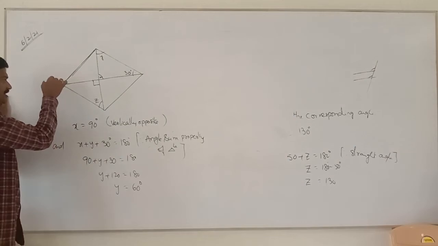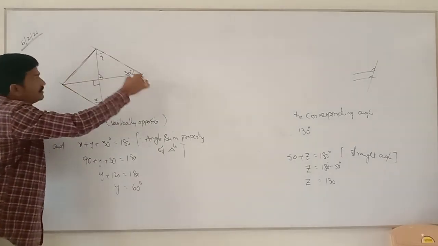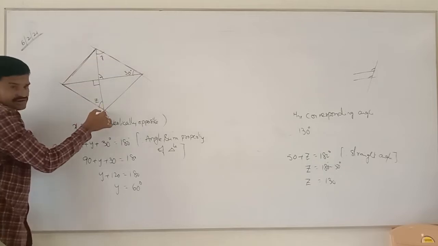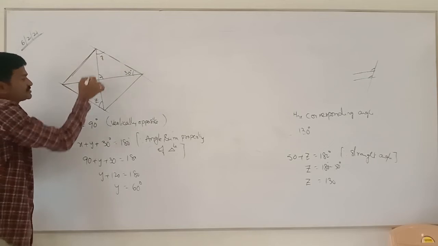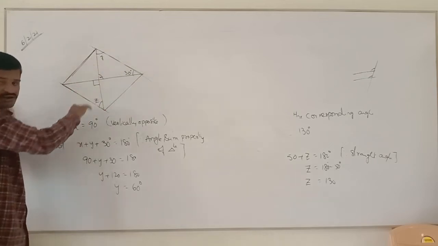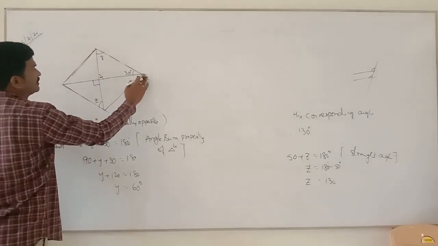Look at it, all of you. This line and this line are parallel only now. And this is the transversal or not? Yes, sir. When two parallel lines are intersected by a transversal, these two are alternate interior angles. So alternate interior angles are equal. So z is also 60.